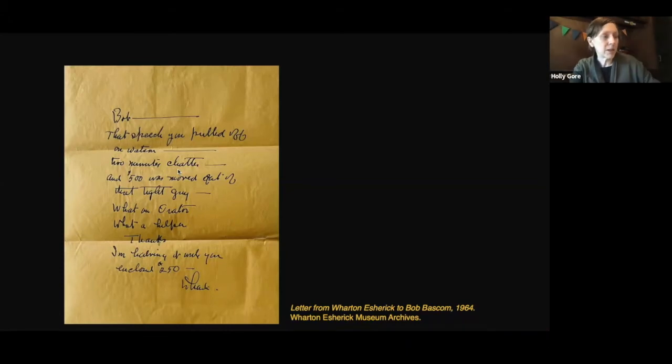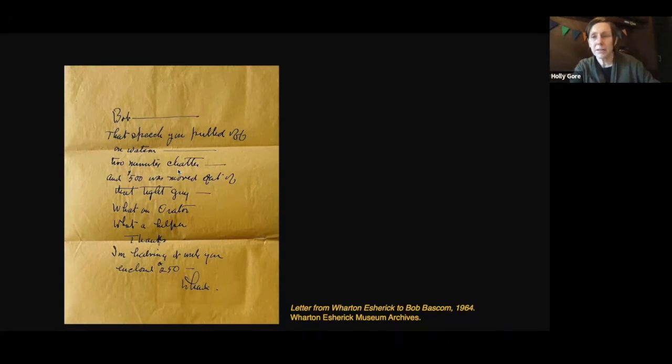And the image I'm showing here is a note that Wharton wrote to Bob after what was evidently a successful meeting with Michael Watson. So Wharton says, "Bob, that speech you pulled off on Watson, 2 minutes chatter and $500 was moved out of that tight guy. What an orator, what a helper. Thanks, I'm having it with you. Enclosed $250, Wharton."